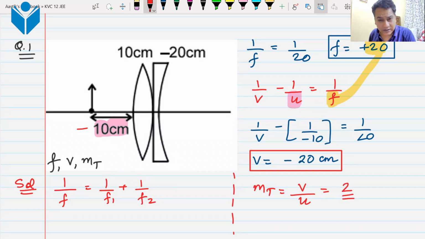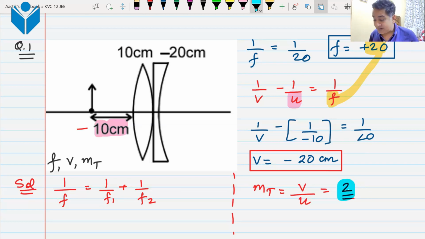So will it be a real image or a virtual image? Real image or a virtual image? Real image, sir. Magnification is positive, how can it be virtual? Virtual, sir. Please don't say this, sir. I get hurt, sir.